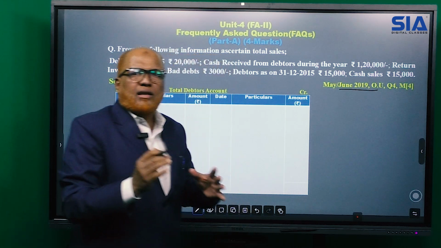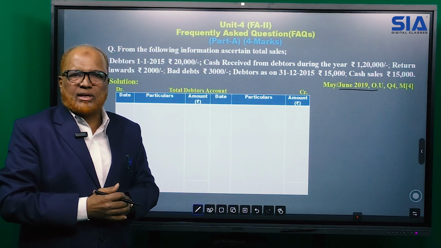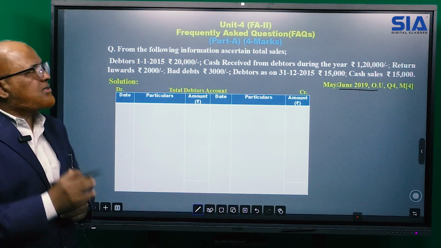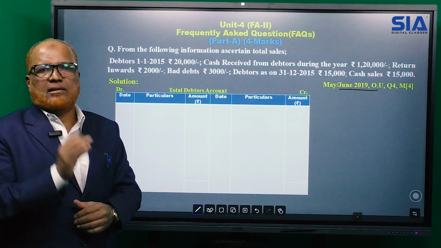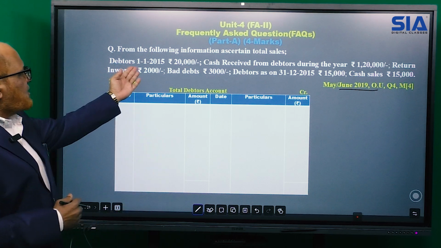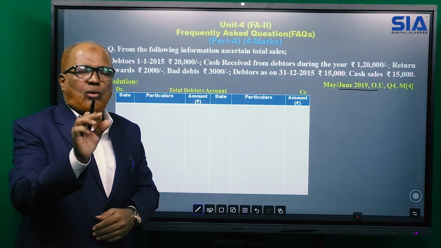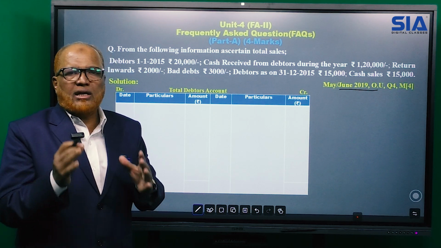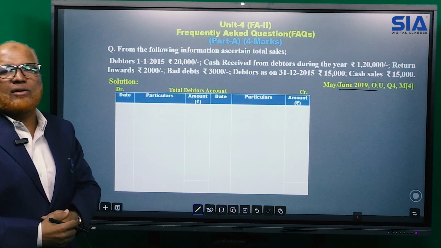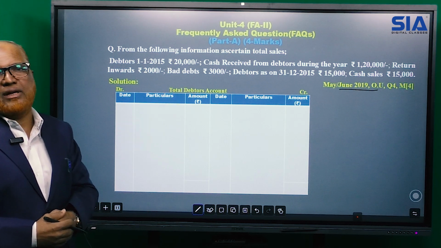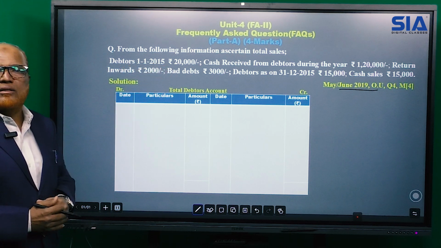I am going to explain how to attempt this type of question, which may be asked in future examinations also. The problem reads: from the following information, ascertain the total sales. Here, debtors on 1st January 2015. First of all, remember our accounting period. The accounting year begins from 1st January 2015 and ends on 31st December 2015. So on 1st January 2015, the debtors are 20,000.